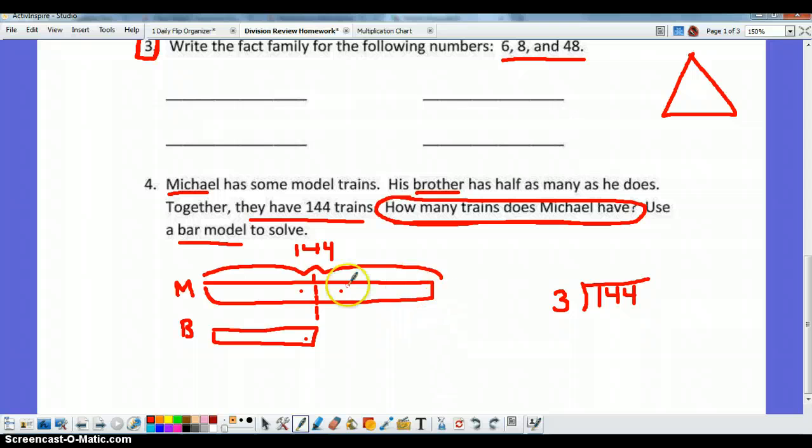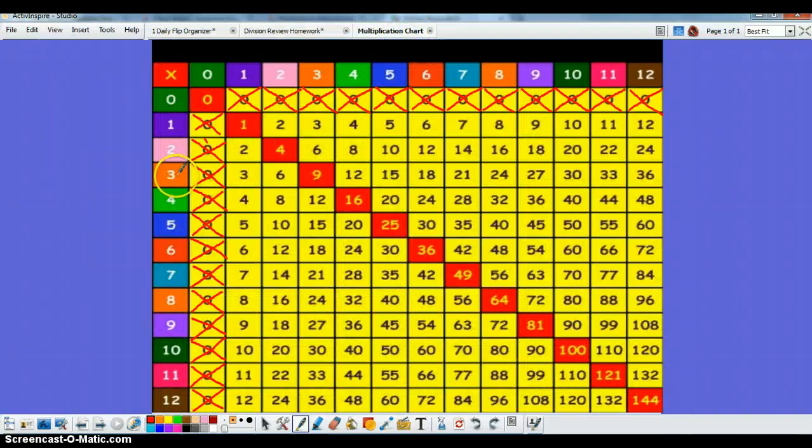You read the question, set up your bars, and that's going to be part of your math equation. 3 goes into 14. If you're not sure, I'm just skip counting, I can use my chart.